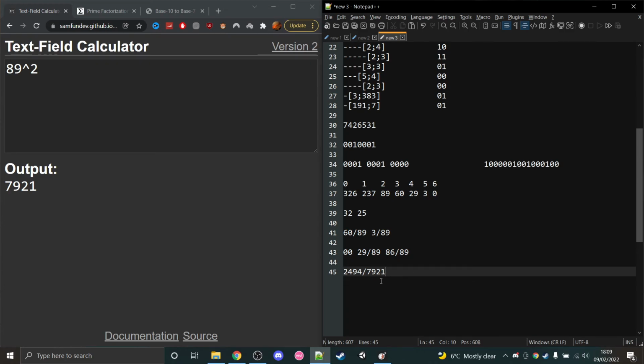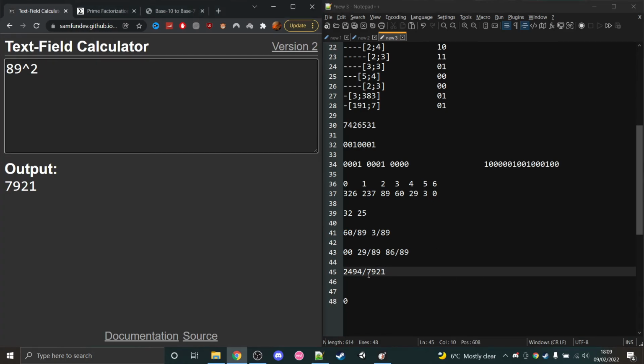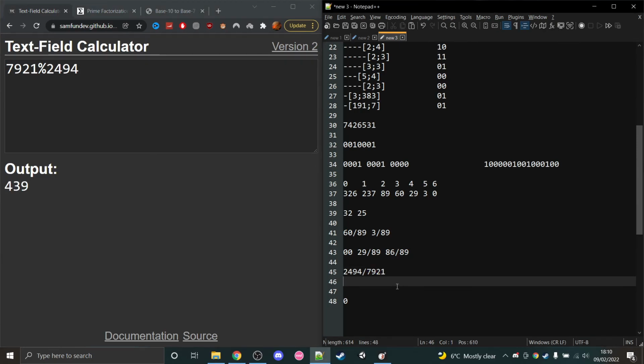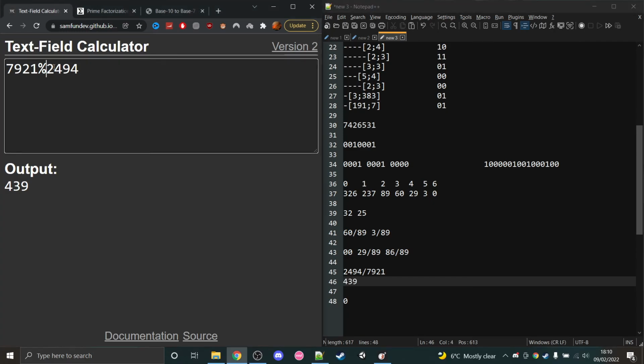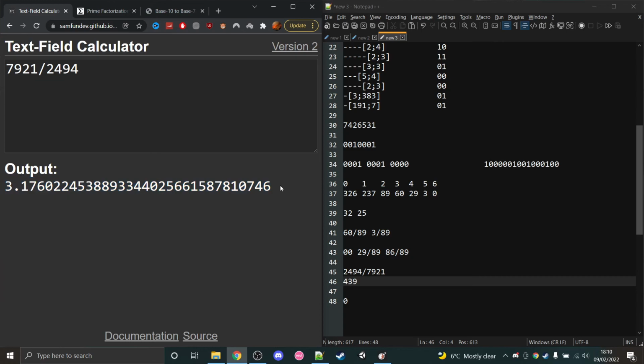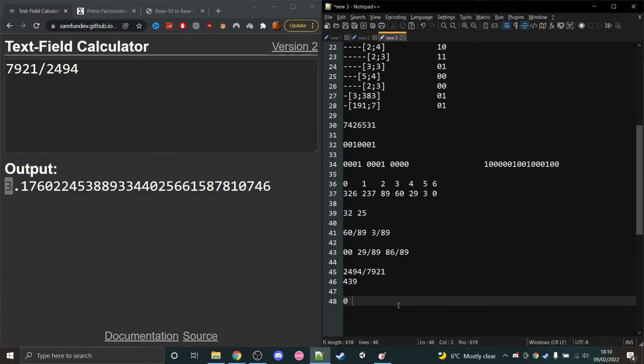Now what we need to do is flip this fraction. We need to take a 0 out of this. So we're going to put a 0 in our sequence, and we're going to flip this fraction on its head and take 7921 modulo 2494, which is 439. And we're also going to take 7921 divided by 2494, which is 3 point this massive decimal. We're going to cut off all decimals, and we're going to take this 3 and throw it into our string.